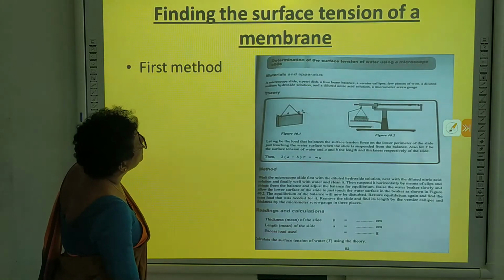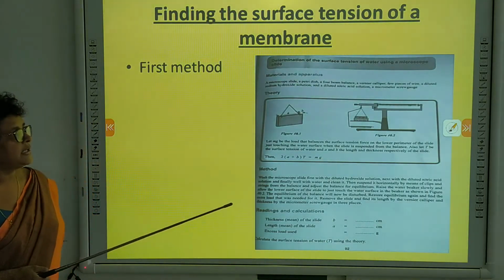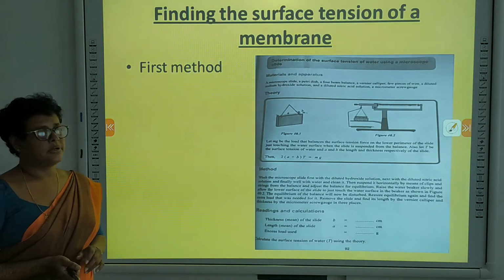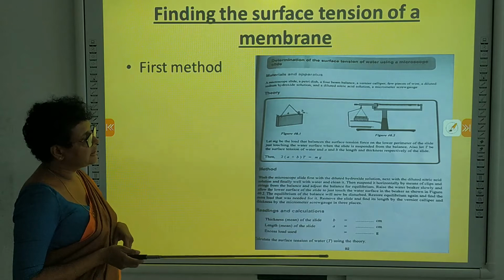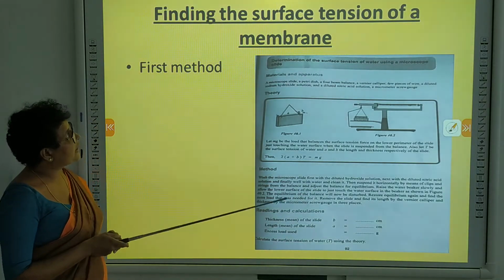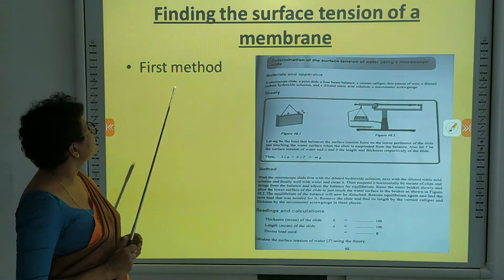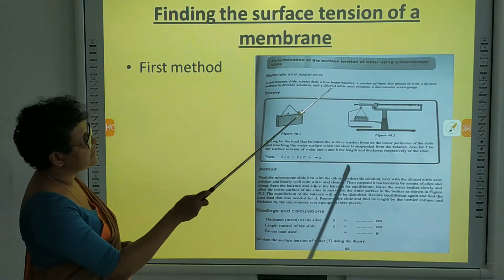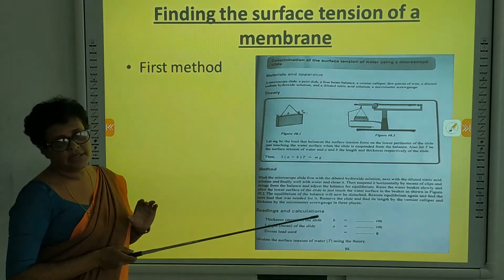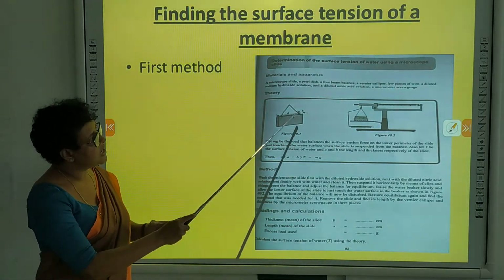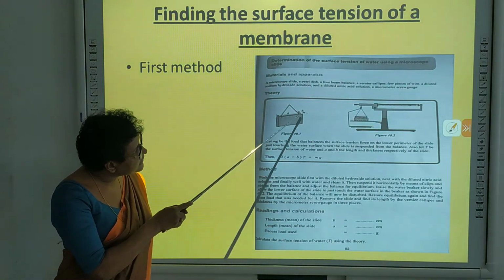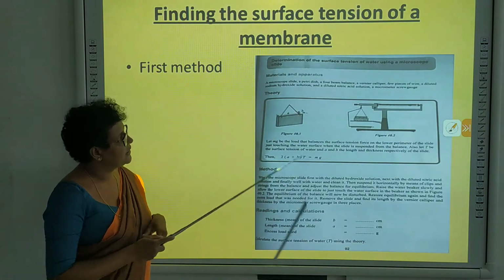Now, there are 3 methods to find the surface tension in our laboratories. For your A-level practical guide, you have all these 3 practicals. Now, first method, determination of the surface tension of water using a microscope slide. You know what a microscope slide is. This is the microscope slide. Now its width or thickness is b and the length is l.